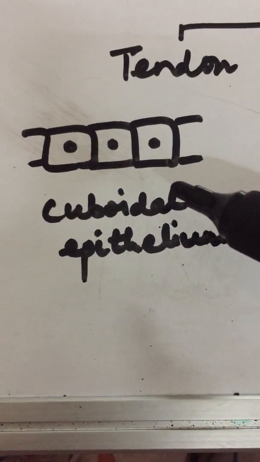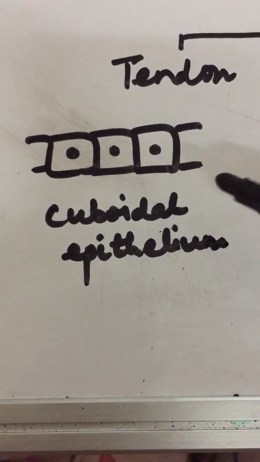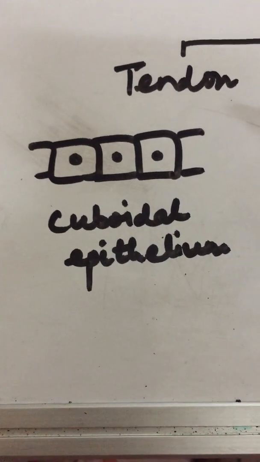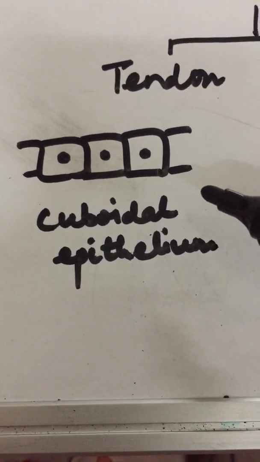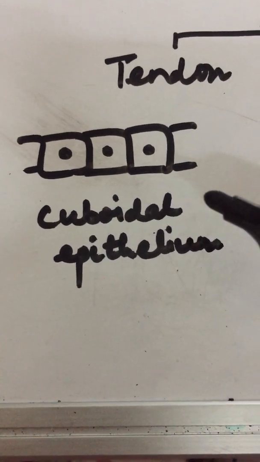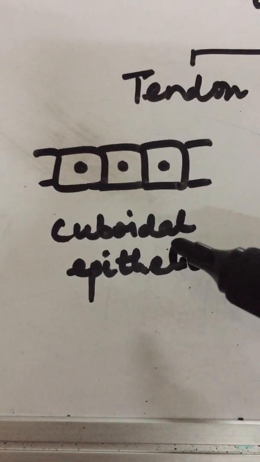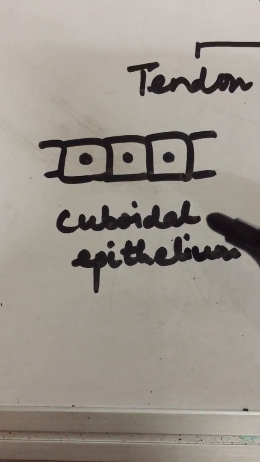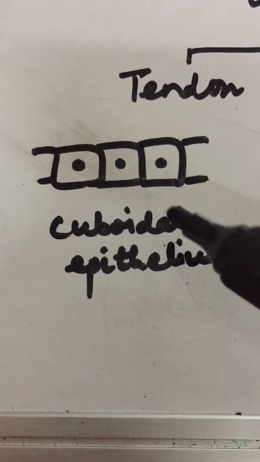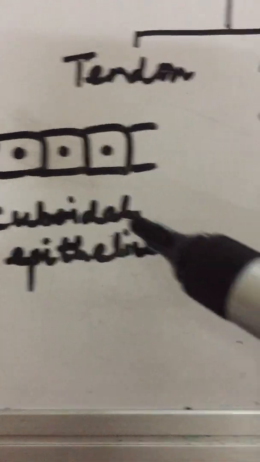So present in the inner lining of kidney tubules and also in the inner lining of many ducts like the pancreatic duct or the salivary gland duct, they are present there. And function is that they are mainly secretory in function. They secrete specific substances. So that is the structure, location and function of cuboidal epithelium.